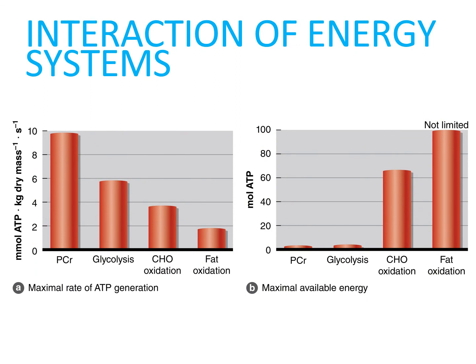Finally, I want you to think of our energy systems as kind of a continuum. All 3 of our energy systems are going to interact. No single system is going to contribute 100% of the energy produced at any given time. However, during certain types of activity, one system tends to be more dominant. This is because the cooperation is going to increase during transition periods.